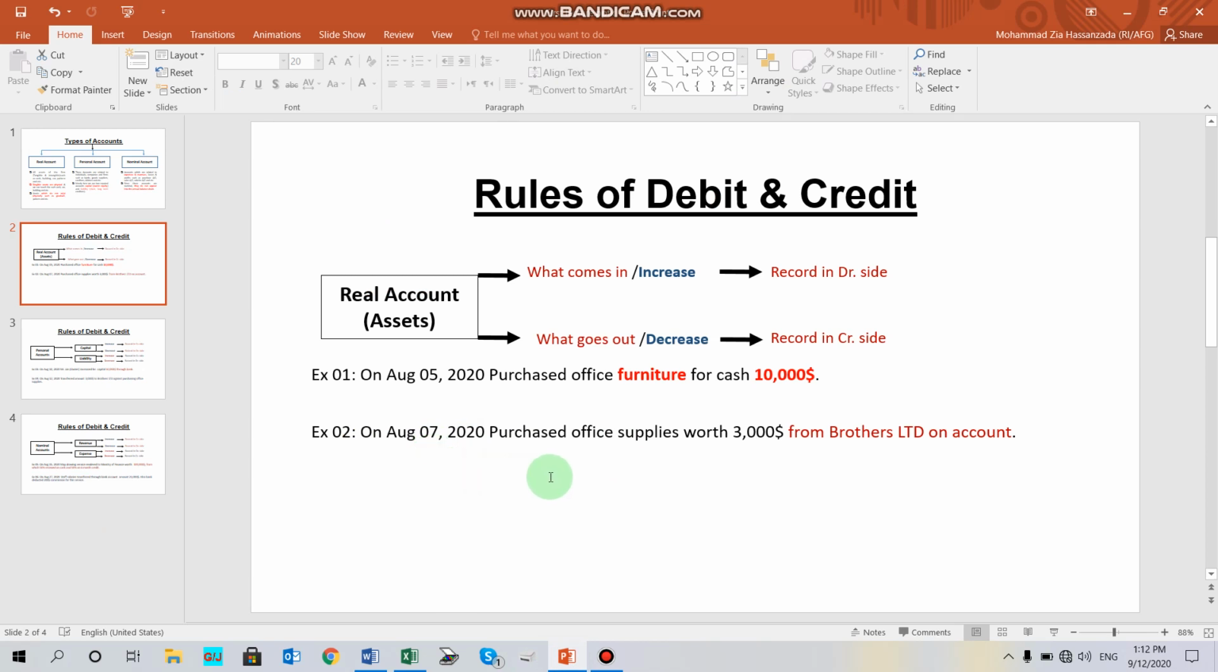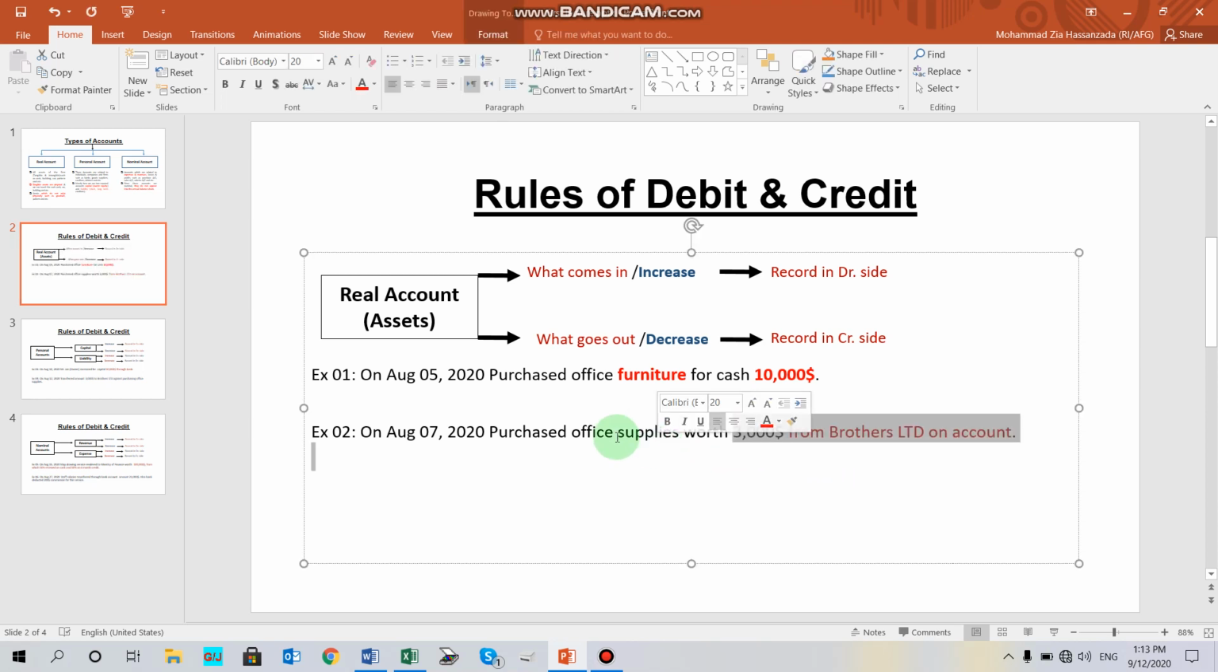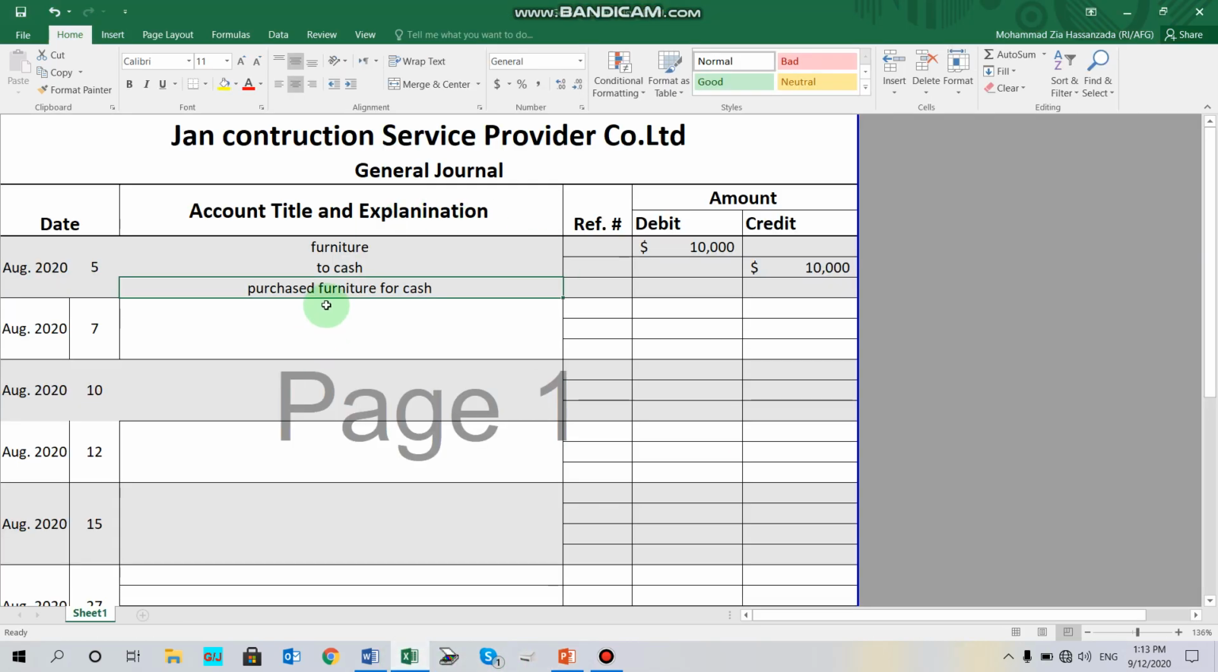The second example, purchased office supplies worth 3,000 USD from Brothers Company on account. Here we have purchased office supplies. This office supplies is a kind of asset which is coming within the organization. It means there is an increase in our assets. So our office supplies should be recorded on the debit side worth 3,000 USD. Office supplies, how much? Debit 3,000 USD.